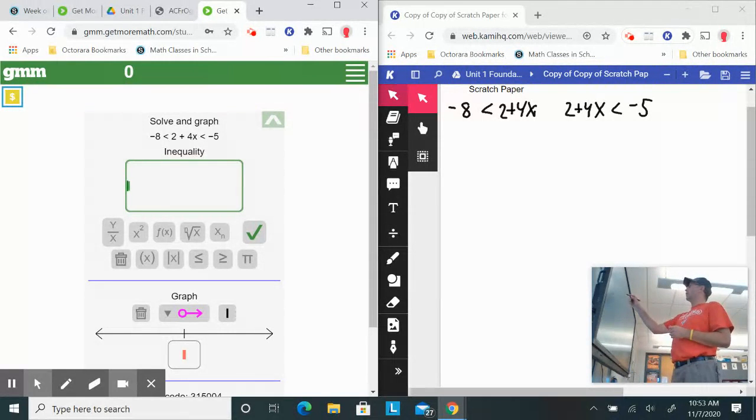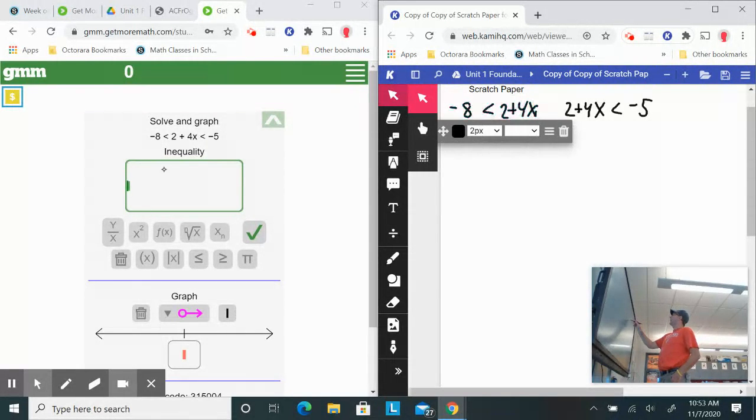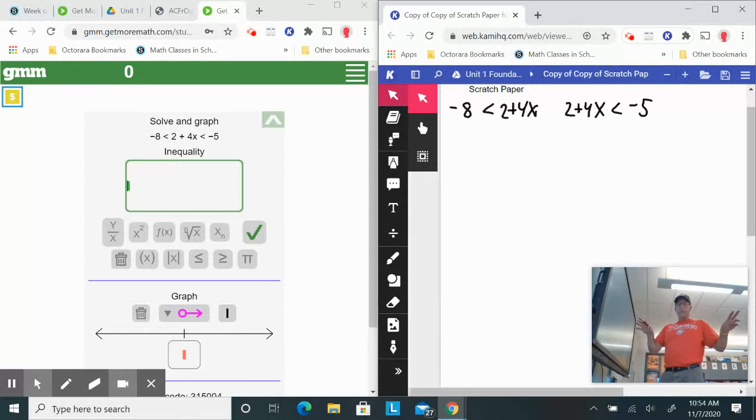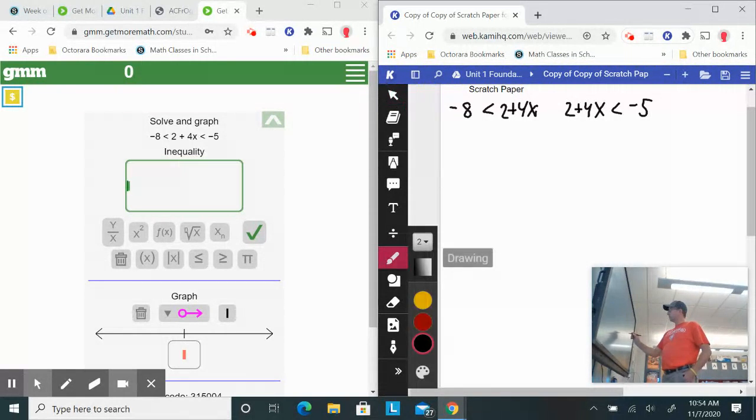So what I did was I took that compound inequality. If you look to the right screen, I recopied negative 8 less than 2 plus 4x. And then I recopied the 2 plus 4x less than negative 5. So look at it as two separate ones for now. Let's do a little solving, and I'll be right back.